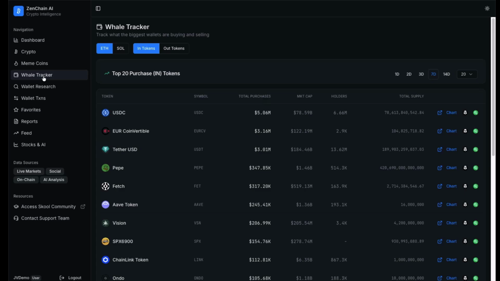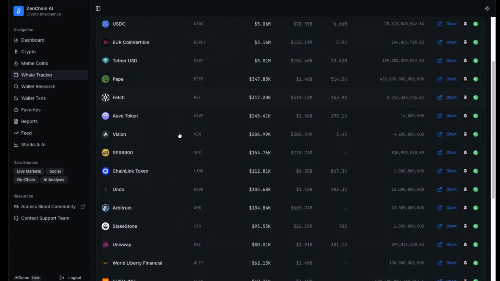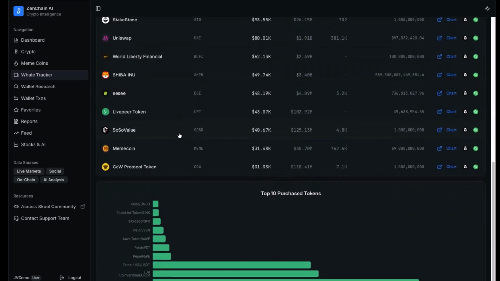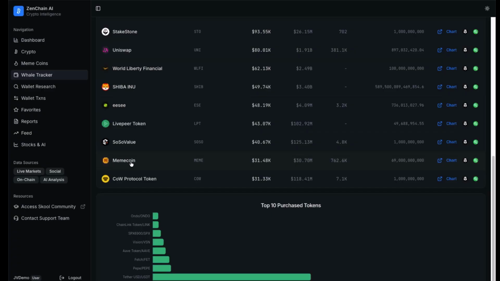Hey, if you've ever felt overwhelmed by crypto charts, endless news feeds, or the constant hype on social media, you're not alone. The truth is, most traders lose money not because they're bad at trading, but because they're late. They react after the big moves have already happened. But what if you could see those moves coming before the crowd? What if you had a way to predict market movements by tapping into the emotions, conversations, and behaviors driving crypto prices? That's exactly what crypto sentiment analysis does. And today, I'm going to show you how tools like ZenChain AI make it simple, fast, and insanely powerful.